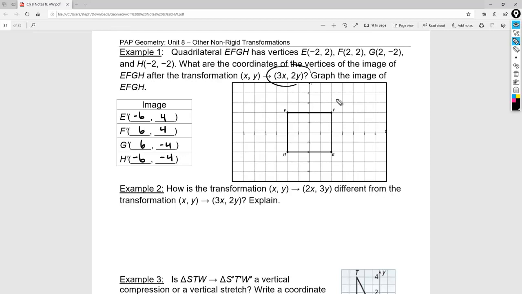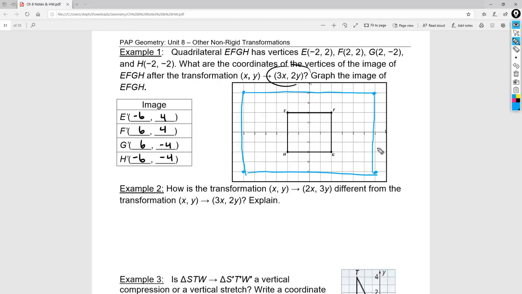Okay, so if I graph my new shape, I'm at (-6, 4), (-6, -4), (6, 4), (6, -4), and I have stretched out what used to be a square into a very large rectangle. Okay, I've stretched out my square into a rectangle.